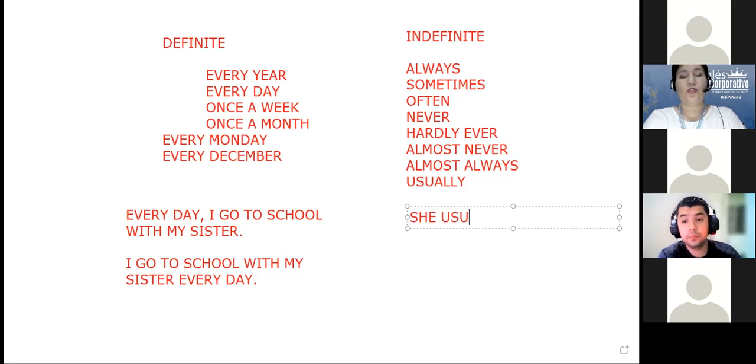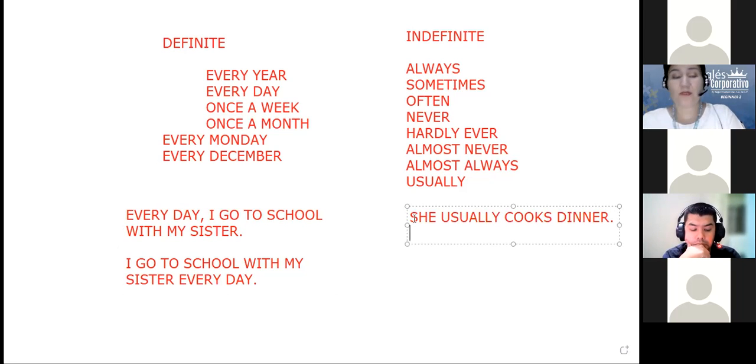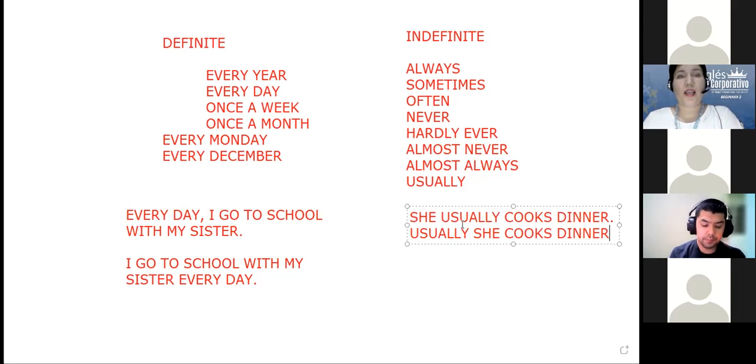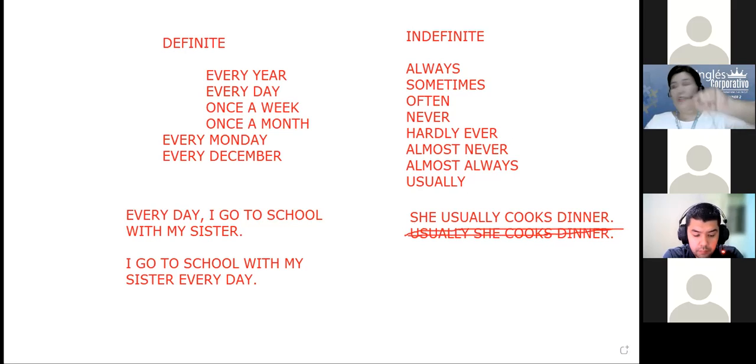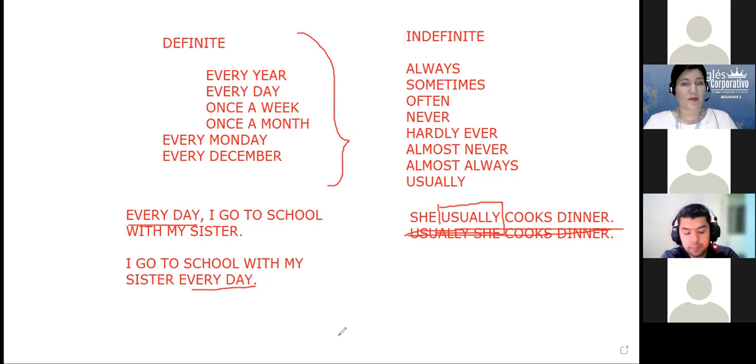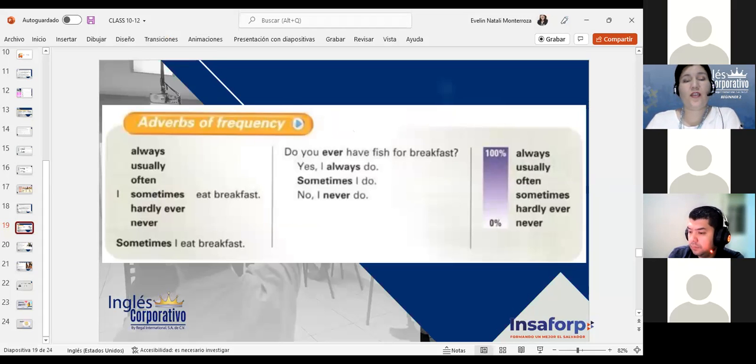And I say, she usually cooks dinner, right? And it's incorrect to say, usually she cooks dinner. Okay. Eso estaría incorrecto porque no lo podemos ocupar así. Only the ones of definite frequency can go at the beginning or at the end of the sentence, but these ones cannot go like this, okay? So this is the difference that I wanted to explain for you, right? The ones of definite frequency can go at the beginning and at the end of the sentence, but the indefinite only after the subject and before the verb, okay? That is a point that I wanted to clarify for you to use it and for you not to use it in the incorrect form.